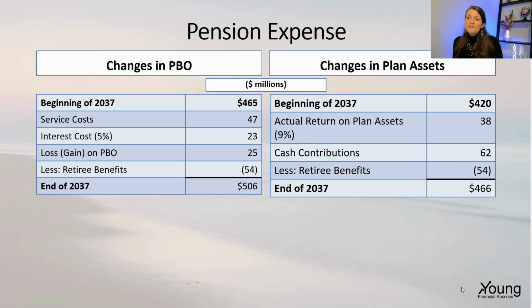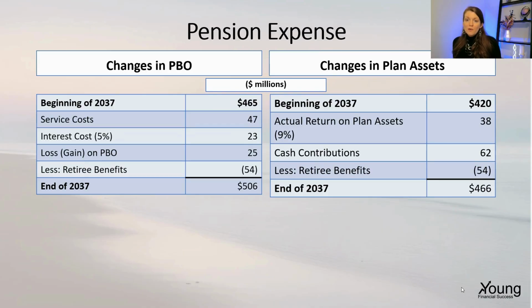All right, so first we're going to look at the changes in the projected benefit obligation. We have that obligation that we know we're going to have to pay out to the employees once they retire, because this is a defined benefit pension plan. Then we've been setting those amounts aside in the plan assets. So we're going to look at the changes in each of these, and then we are going to pull from those to figure out our pension expense.